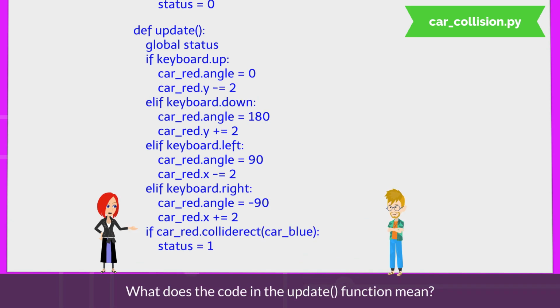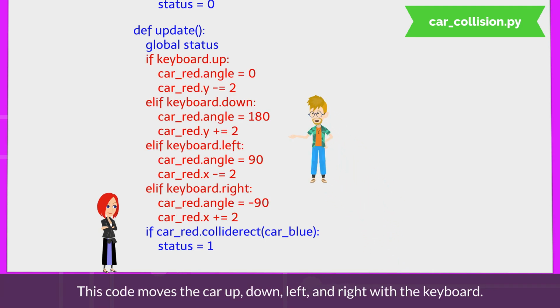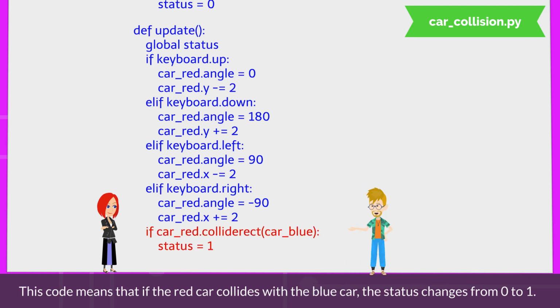What does the code in the update function mean? This code moves the car up, down, left, and right with the keyboard. This code means that if the red car collides with the blue car, the status changes from 0 to 1.